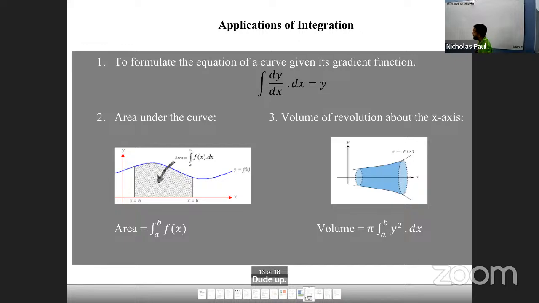We're going to focus on the first one. And the last application that I will do is something called kinematics, the speed and velocity.